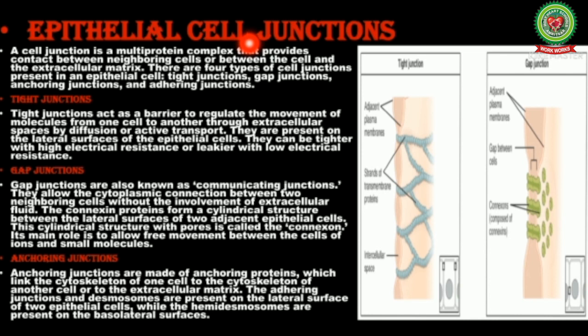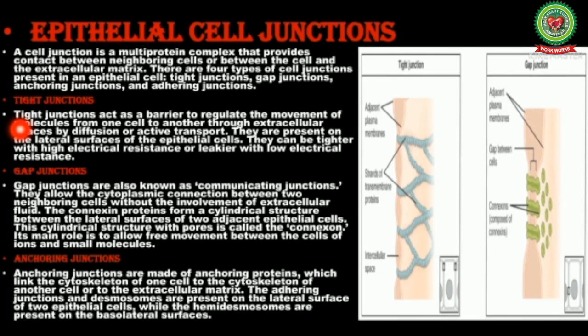As in the case of epithelial tissue, the intercellular matrix is less, so they are provided with cell junctions. A cell junction is a multi-protein complex that provides contact between neighboring cells or between the cells and the extracellular matrix. There are four types of cell junctions present in the epithelial cells, that include tight junctions, gap junctions, anchoring junctions and adhering junctions.